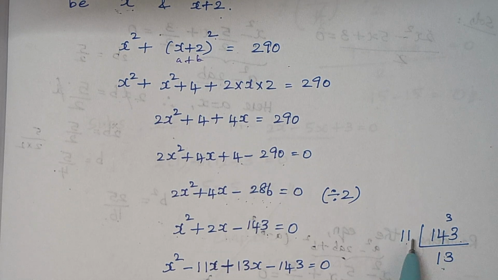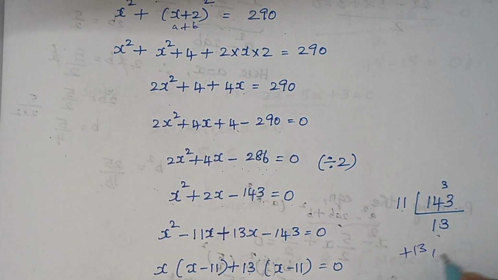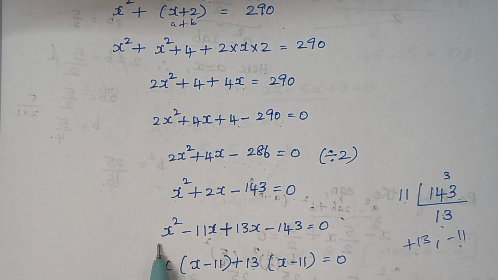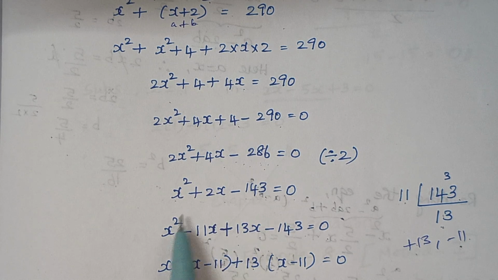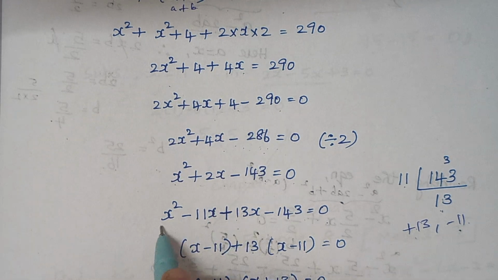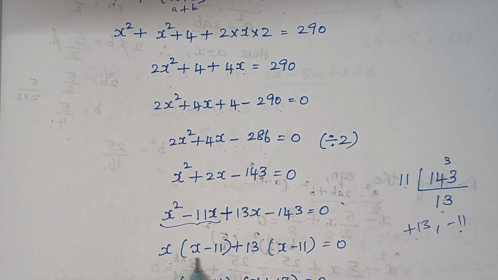Here we are selecting plus 13 and minus 11. So 13 into minus 11 gives you minus 143, and plus 13 minus 11 gives you plus 2. So I am splitting this equation and writing it as x square minus 11x plus 13x minus 143 equal to 0. Again, 13x minus 11x gives you plus 2x. Now we are going to take the common terms outside. In the first two terms, x is common. When you take x outside, the remaining term is x minus 11.